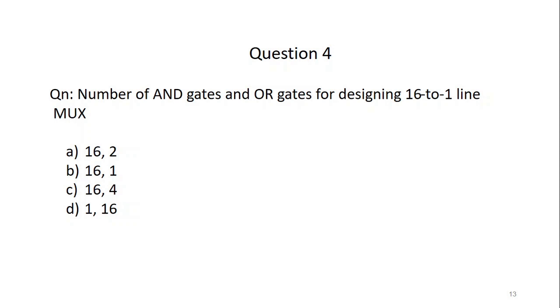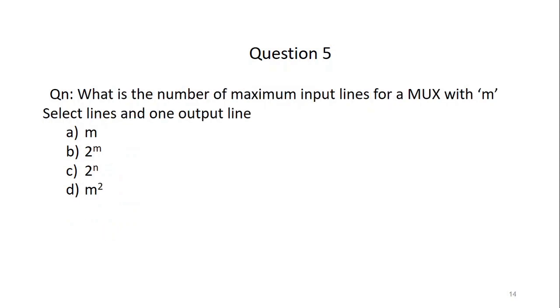Next, the number of AND gates and OR gates for designing a 16 to 1 line multiplexer. The number of input lines is 16, so we need 16 AND gates and 1 OR gate. So 16 and 1 is the number of AND gates and OR gates.